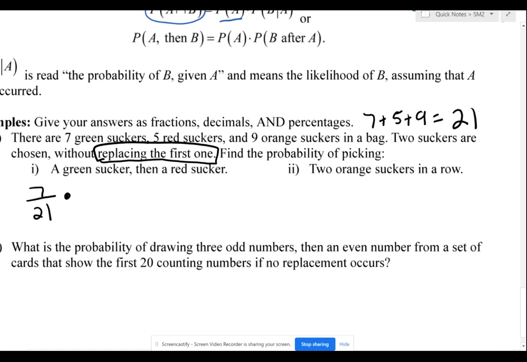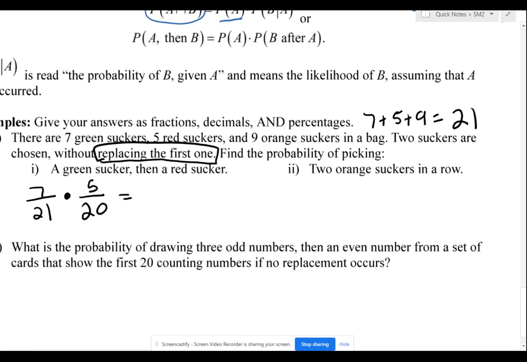Okay? I no longer have 21 suckers in the bag. I have 20. Okay? And of those 20, I still have 5 red, if that makes sense. The one I took out was a green. So I still have 5 red, but I only have 20 suckers left inside the bag. And then I do it exactly how we've done it before.